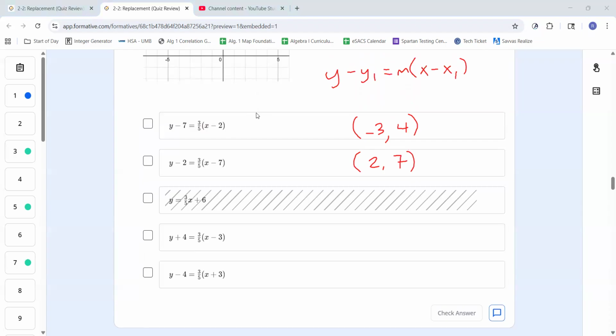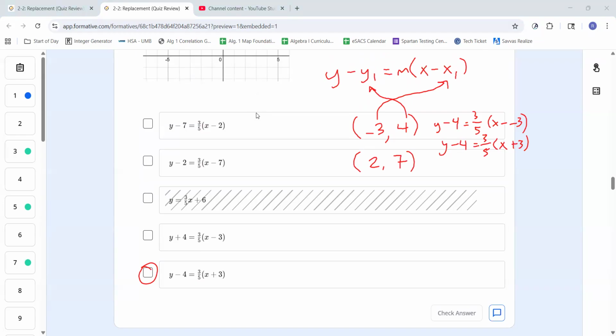Okay. So if I take -3, it's an x value, and put it in here, and 4 and put it in here, that gives me an equation. So that equation is y minus 4 equals, slope was 3/5, x minus -3. But we'd want to simplify that to y minus 4 equals 3/5 x plus 3. Find that one on here, right there. The last one, y minus 4, 3/5 x plus 3. That one would work.